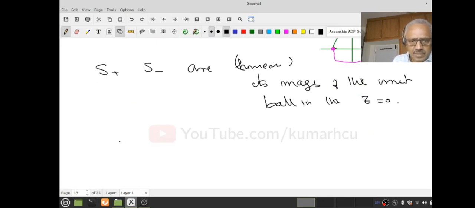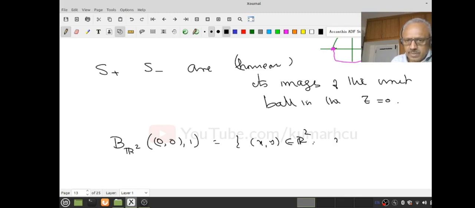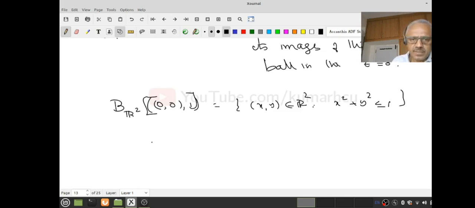Let us look at the plane, in the plane B in R2. Okay, 0, 0, 1. This is the set of all, let me think of this as a point in R3, right? So it's (x, y) in R2 so that x squared plus y squared is less than or equal to 1. This is a closed ball, right? Now we know already this is convex, just now I saw, and hence connected.